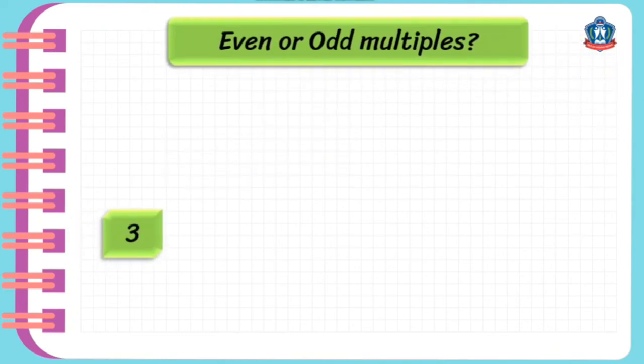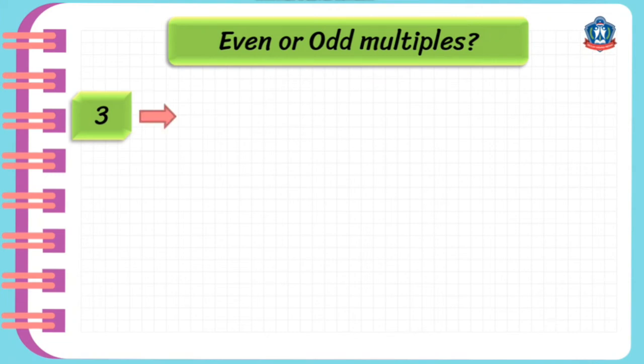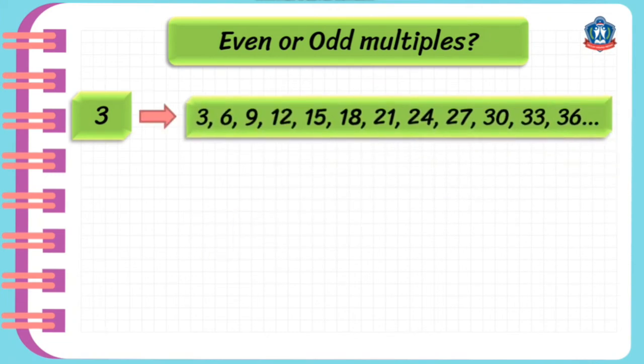Now let's try more about even or odd multiples. I have here number 3, which is an odd number. And the multiples are 3, 6, 9, 12, 15, 18, 21, 24, 27, 30, 33, 36, and more. So if you observe, the multiples of 3 are a mix of even and odd numbers because 3 is an odd number.